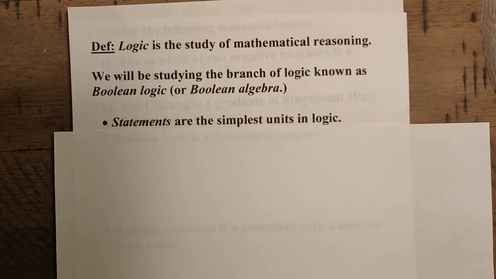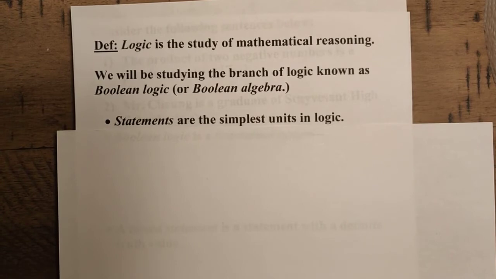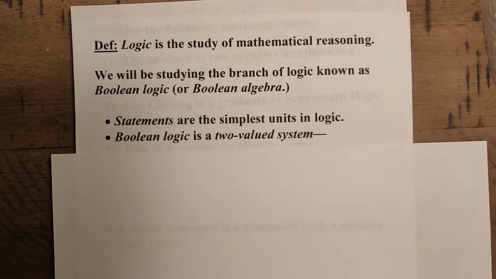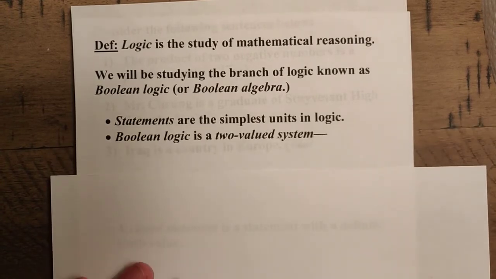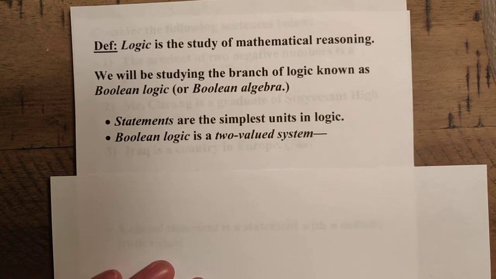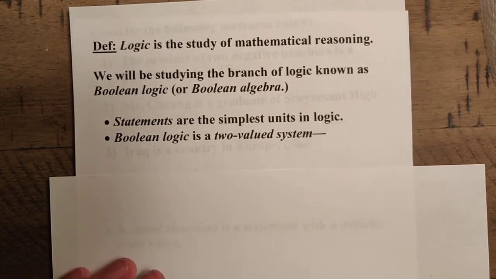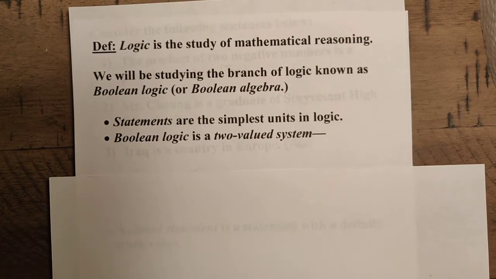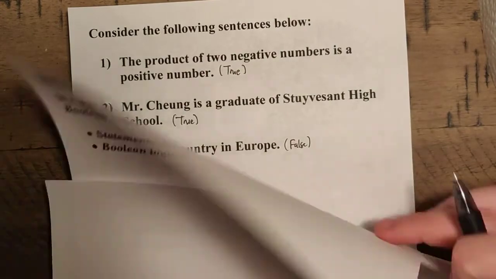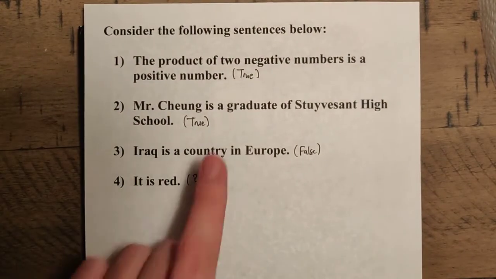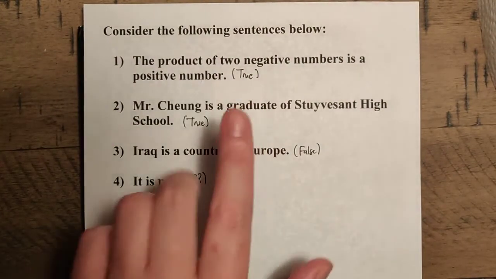So things like what we saw on the initial page, those sorts of sentences are statements. Now, what makes Boolean logic different from the other kinds of logics out there is that it is referred to as a two-valued system. That seems a little bit strange, but when you think about it, it kind of makes sense. If you go back to the first three statements, there are only two possible values. It's either true or false.